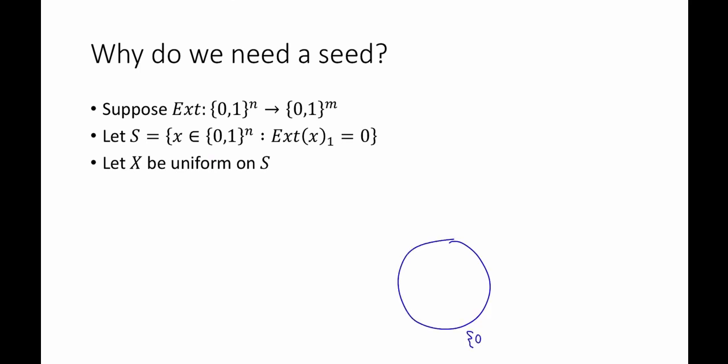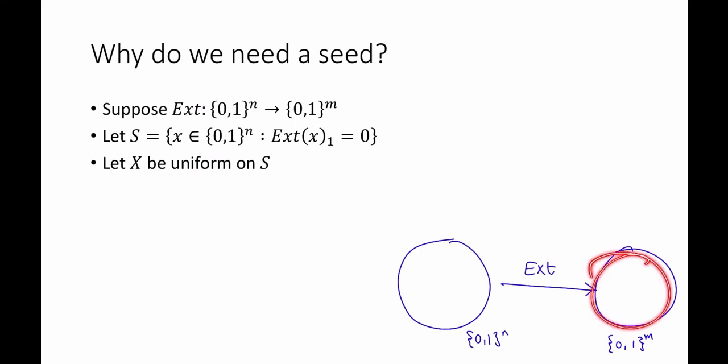Here's {0,1}^n. Here's the output {0,1}^m. And the extractor maps between them. Now let's consider breaking up this set here into two chunks. I'm going to break it up into the half where the first bit is 0, and the half where the first bit is 1. That is, these are bit strings of length m, and these are all the ones that start with 0, and these are all the ones that start with 1. So let's color the ones that start with 0 yellow, and the ones that start with 1 blue.